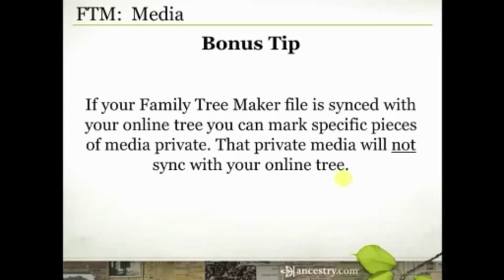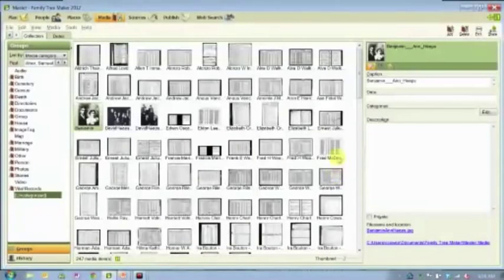That's particularly important if you have photos of living people or children in your tree, where you want to have that information and you want to have it attached and organized for your own purposes, but you don't necessarily want to share that online. So it's a really simple thing. When you're looking at any single piece of media, you have your media details. And in this case, the privacy checkbox is just right here under the description box. So if I check that and make it private, what that means is that when I go to sync my Family Tree Maker with my online tree, this single piece of media will not be synced online.